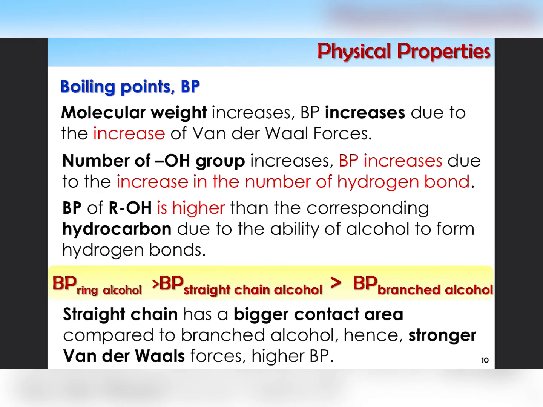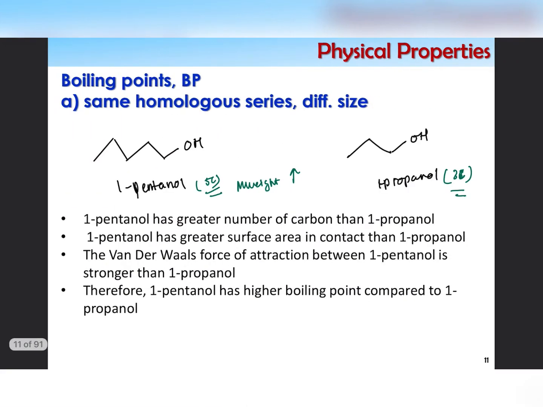Okay. And the last thing is you akan compare whether dia punya shape dalam keadaan straight chain ataupun branch alcohol. Alright, so let's have a look at the first example.